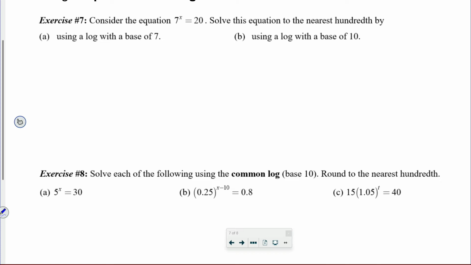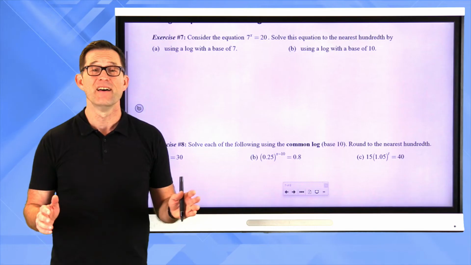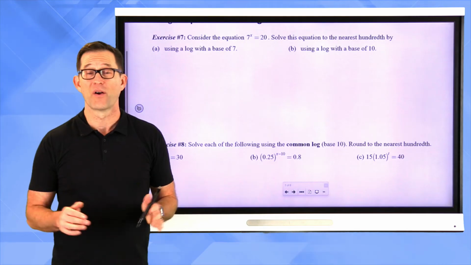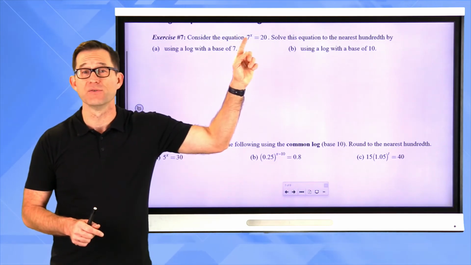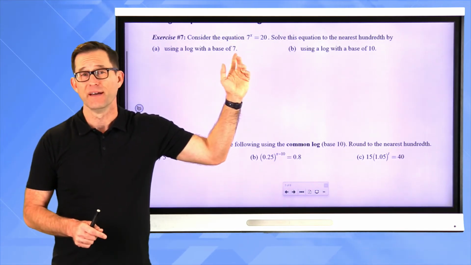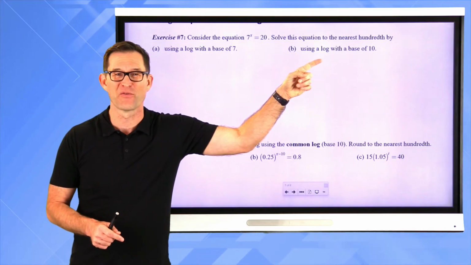Consider the equation 7 to the x equals 20. Solve this equation to the nearest hundredth by, letter A, using a log with a base of 7. Now that is the natural way to go, all right? There's no way I want to solve this using any base but 7 until we hit letter B, and then we're going to use a different base.